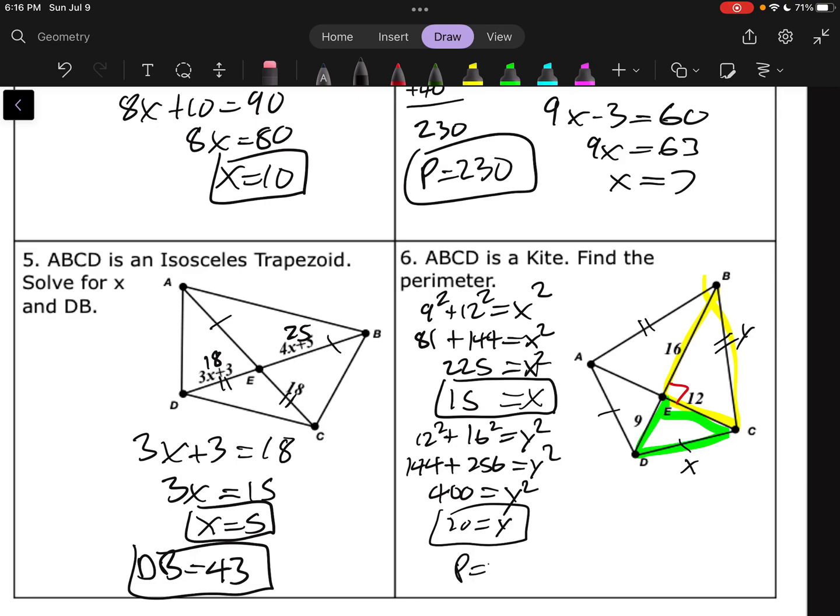So then my perimeter is going to be 15 plus 15 plus 20 plus 20. So that's 40 and 30. That perimeter is 70. All right.